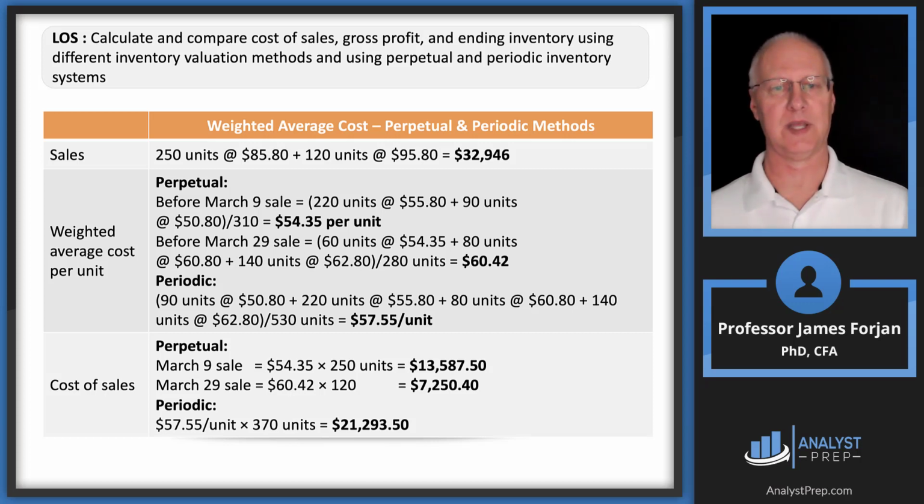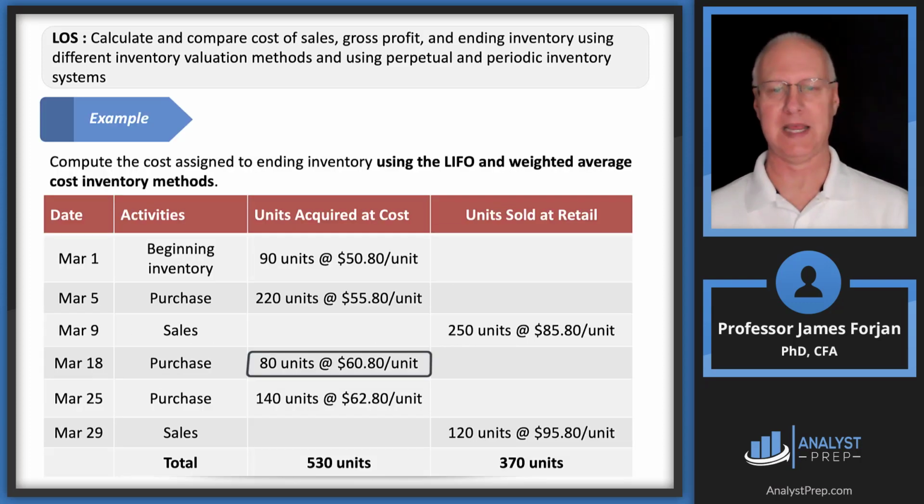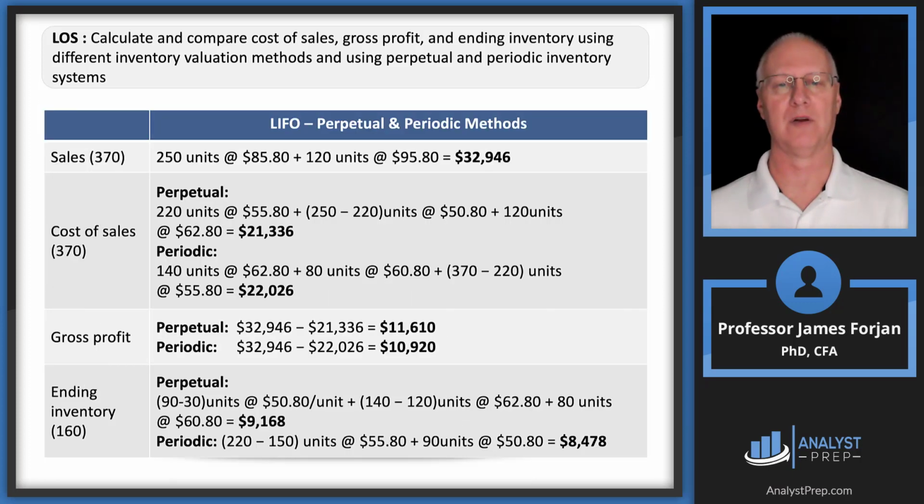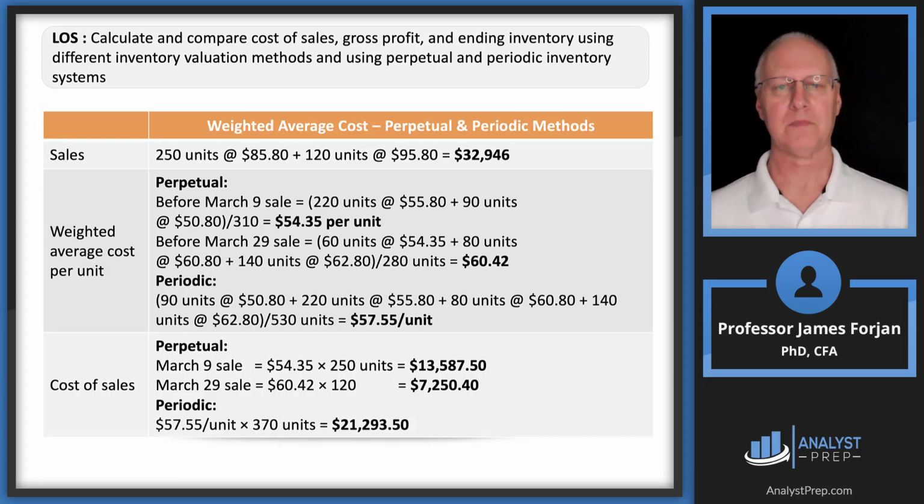And then we need to go to the March 29th sale, and we're going to say, okay, we got 60 units that are left over that we didn't sell at that $54.35, plus the 80. Here, let me go back. Plus the 80 at $60.80 plus the 140 at the $62.80. And if we divide by that total of 280 units, we get $60.42. So once again, the weighted average is going to be reflective of the simple fact that input prices are rising.